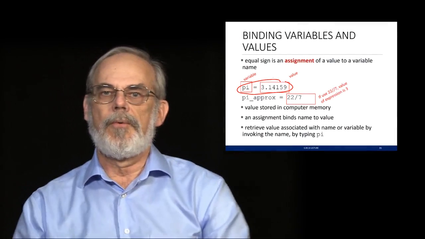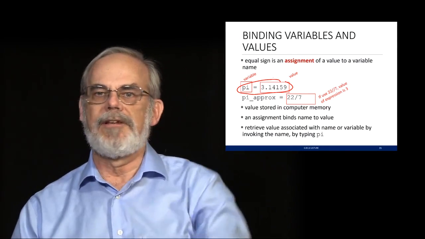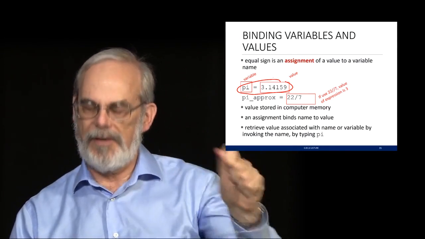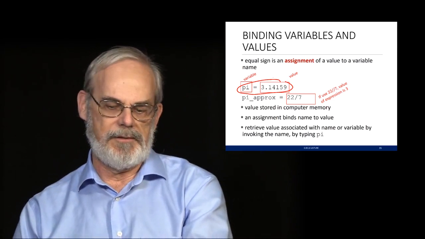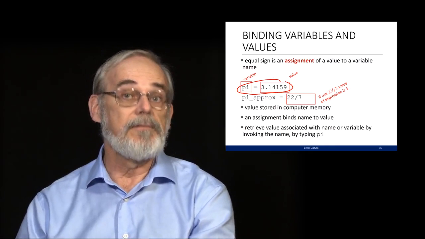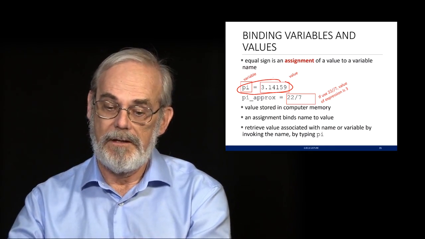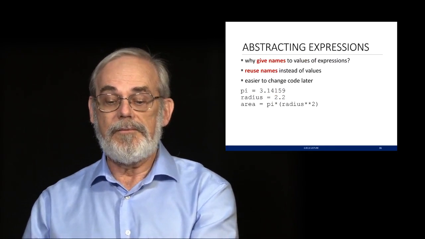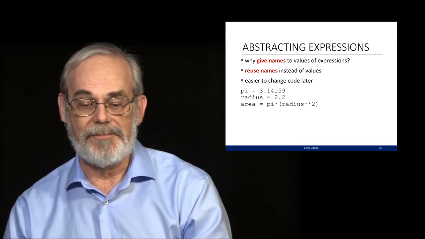That value is stored away in computer memory. It's in something we call a name table, where the variable pi has associated with it a value. And as we said, we can just retrieve it by asking what's the value associated with that name. Once we have that, we can start putting together more complicated expressions.